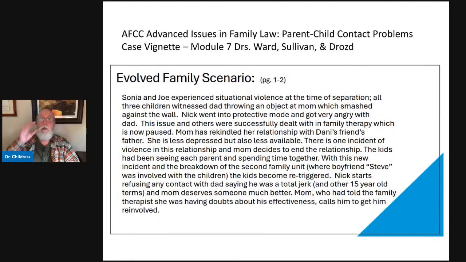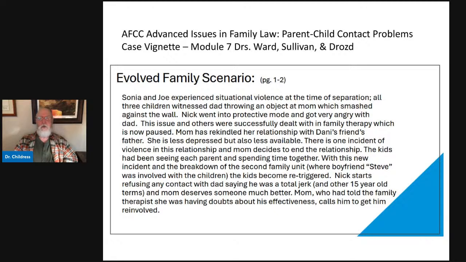So, evolved family scenario. This is from Module 7 with Doctors Ward, Sullivan, and Droy. Sonia and Joe experienced situational violence at the time of separation. All three children witnessed dad throwing an object at mom, which smashed against the wall. Nick went into protective mode and got very angry with dad. This issue and others were successfully dealt with in family therapy, which is now paused.